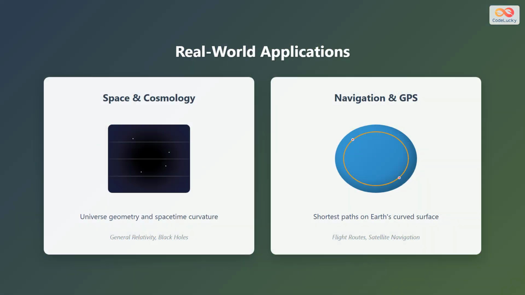Non-Euclidean geometry isn't just a theoretical curiosity. It has real-world applications that impact our understanding of the universe. In space and cosmology, non-Euclidean geometry helps us model the geometry of the universe and understand phenomena like spacetime curvature. In navigation, non-Euclidean geometry is used to calculate the shortest paths on Earth's curved surface. This is crucial for flight routes and satellite navigation.